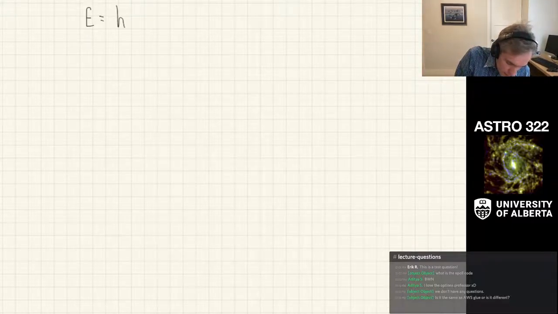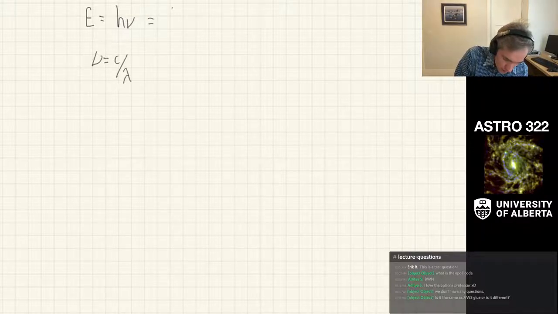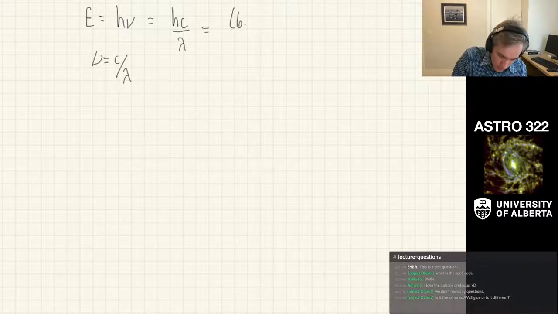So we say that energy is equal to h nu for a single photon, and then we use that dispersion relationship to say that nu is equal to c over lambda, and so we get that the energy is h c over lambda, and then we just plug in the values that we have, 6.63 times 10 to the negative 34 joule seconds.